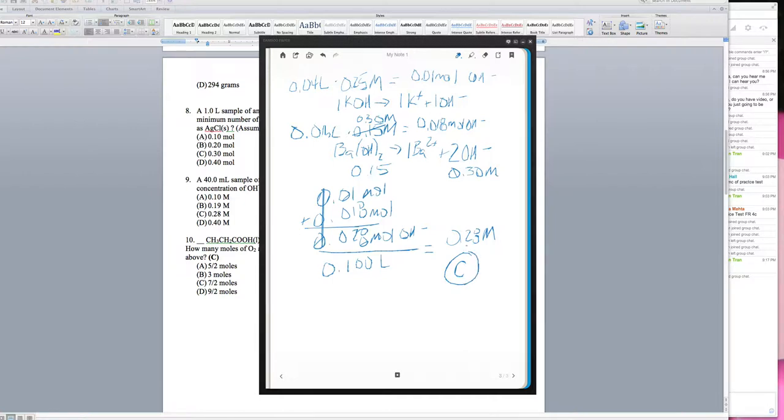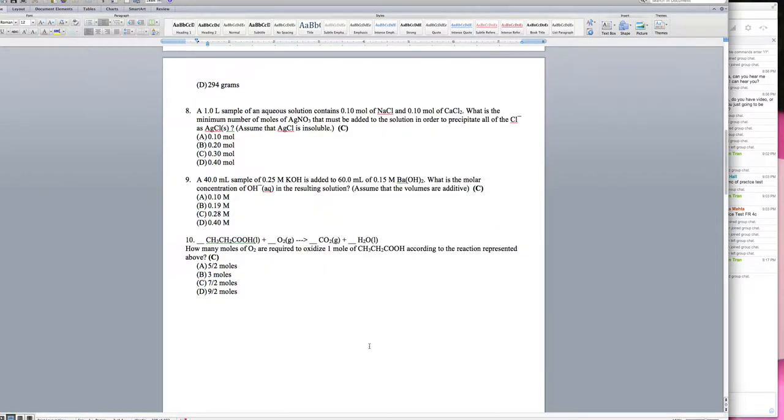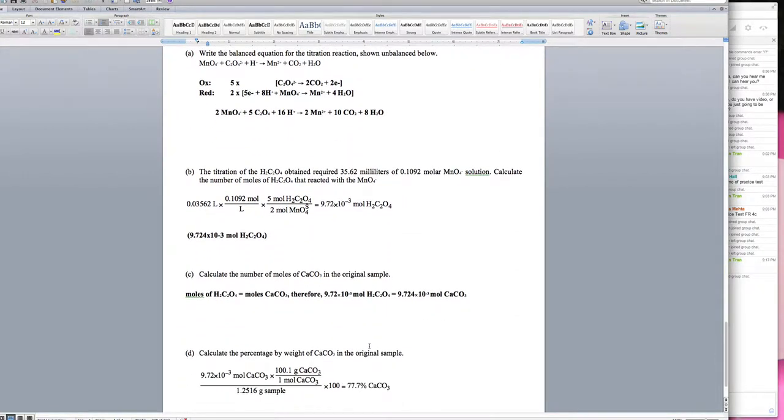So any questions on number 9? I suppose I should put the numbers up here so you guys know what we're working on. No questions? Okay. Let's go on to free response 4C. That sounds like a fun one. Oh, yes. This one's a doozy.